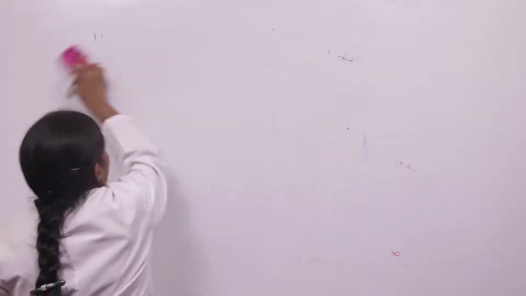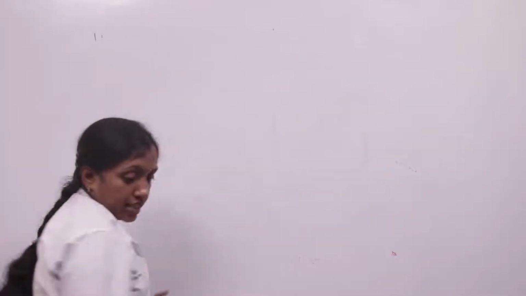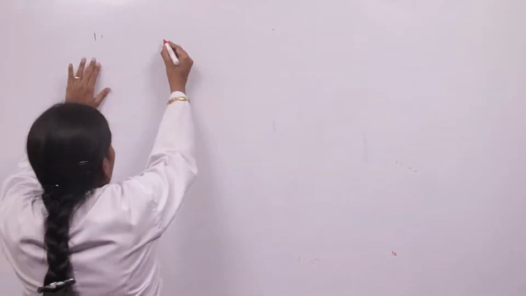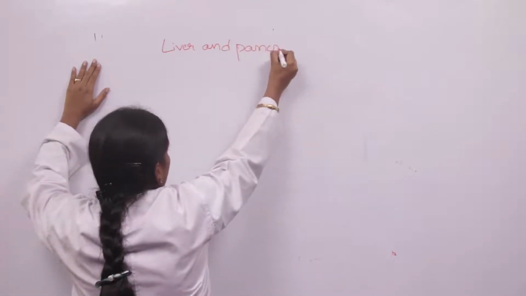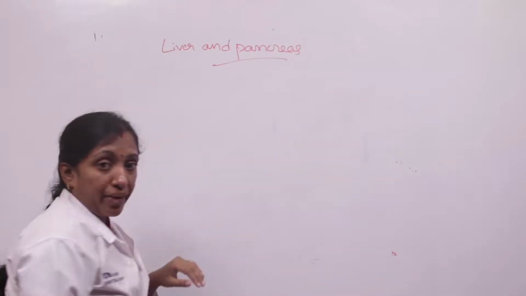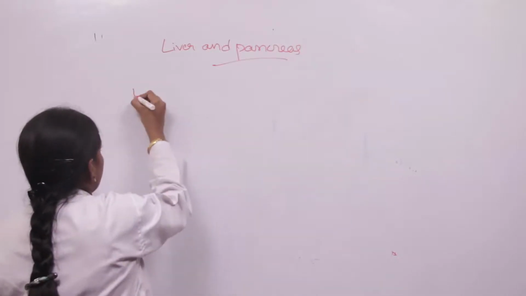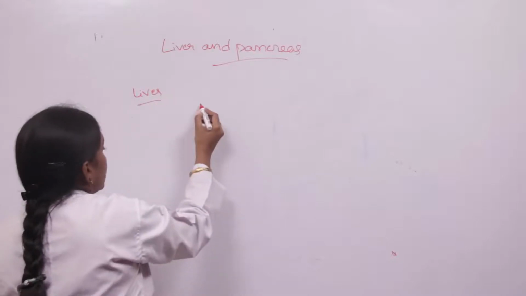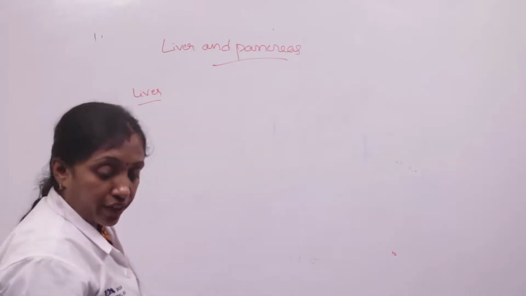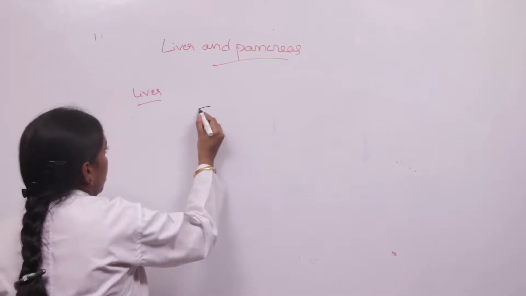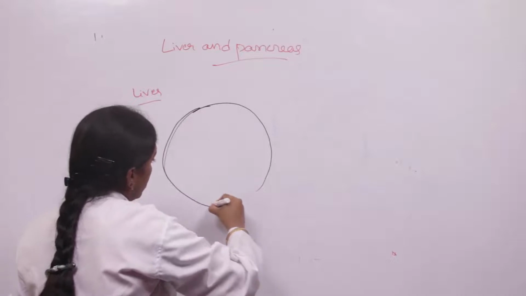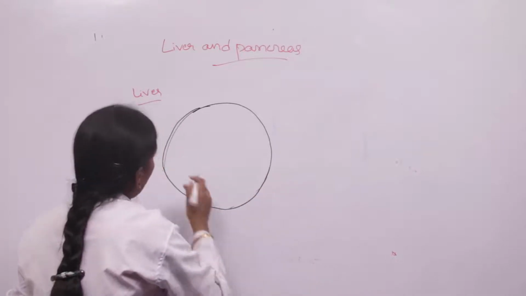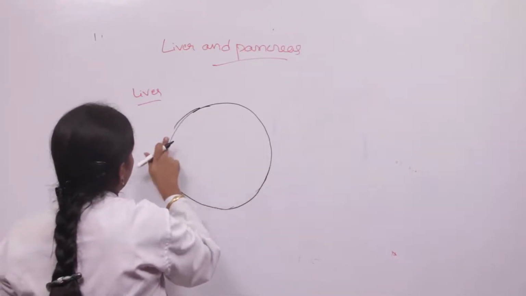And now we will discuss the liver and pancreas. Okay, coming to the liver, it is covered by a capsule. The capsule which covers the liver is called Glisson's capsule.